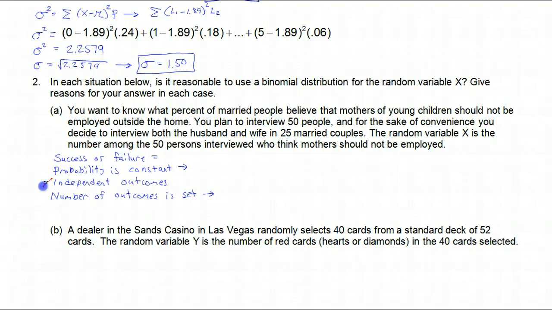The problem is this third one, independent outcomes. Because they're doing married couples, those are not going to be independent. There's a lot going on there in the relationship between a husband and a wife. They're probably going to agree, maybe they've worked it out. And even if they disagree, they might not even say so, because they might get in trouble with each other. So they're not independent in the way that people who are not married, who are free to speak their mind, would be. If you ask a husband right in front of his wife or vice versa, they're going to be influenced. So they are not independent. Therefore, it's not a binomial situation.